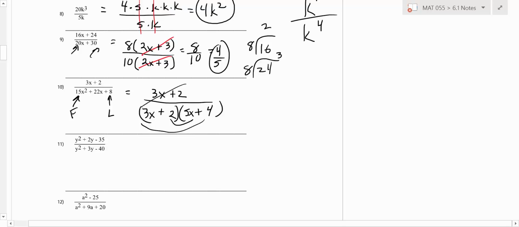Now here's what most of you did. You gave me the answer 5x plus 4. No. There is something left on top, right? There is a 1 there. I see students do that all the time, okay?